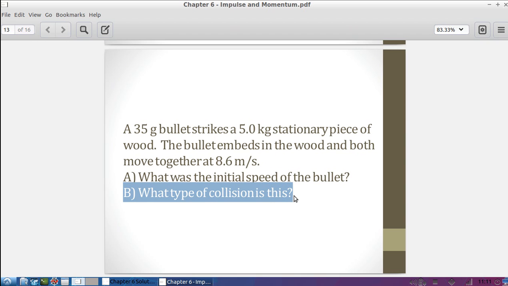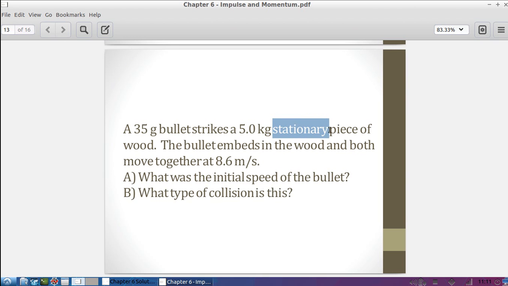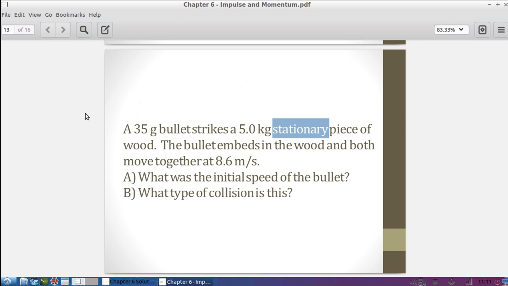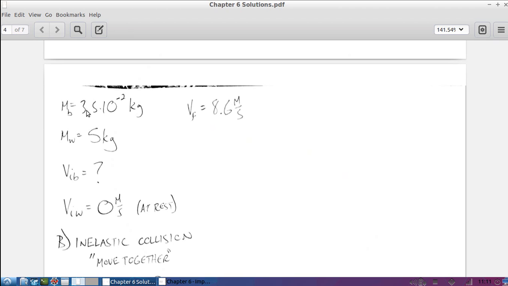All right. So this is an inelastic collision because the two objects come together and then move after the collision as one object. All right. And I'm looking for the initial speed of the bullet. So I'm given the final speed of the system, I'm given the two masses, and I also know that the wood is stationary. The wood is at rest. So I'm going to say M sub B for mass of the bullet. I convert it to kilograms. So 35 grams is 3.5 times 10 to the negative 2 kilograms.